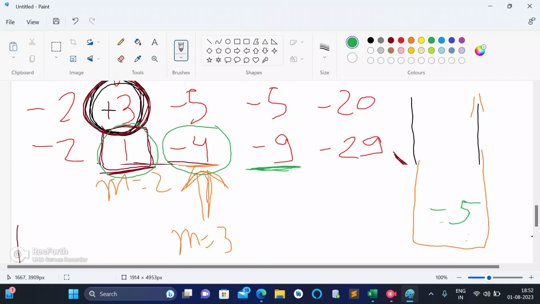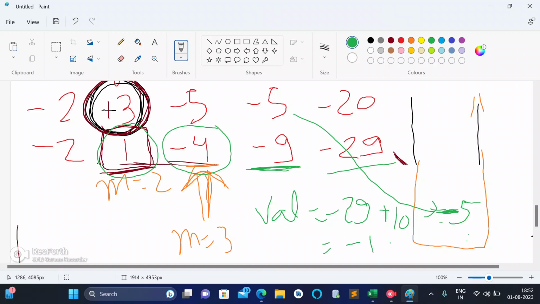This minus 5 gets used up, therefore I am removing it, and here it contains this minus 5. Now I am pushing actually this minus 5. Now I move to minus 29. I will say, okay, val is minus 29 plus 10, because of that minus 5 which we had removed, so it will be minus 19.